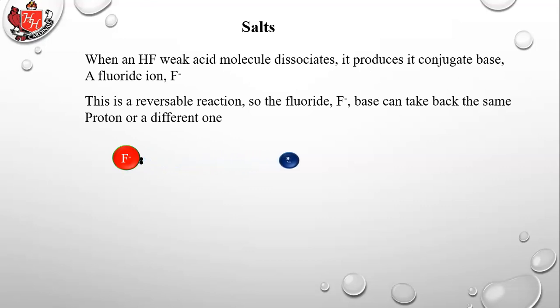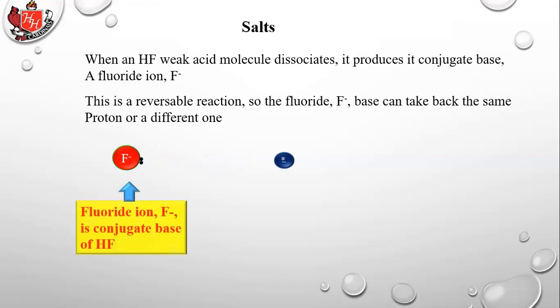So again, with weak acids, they can give off the proton, but then they can also take it back. When they give it off, you have the fluoride ion. That's a conjugate base of hydrofluoric acid. When the proton returns, it turns the particle back into hydrofluoric acid, HF. So that is a reversible reaction. So the fluoride ion F- is the conjugate base of hydrofluoric acid.